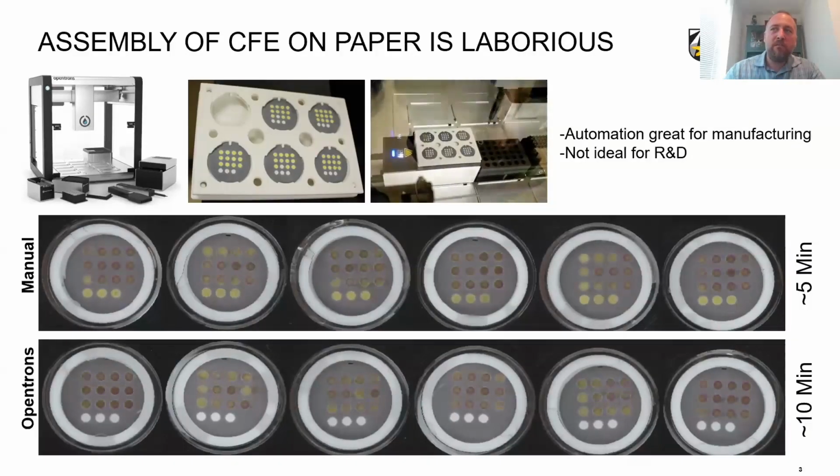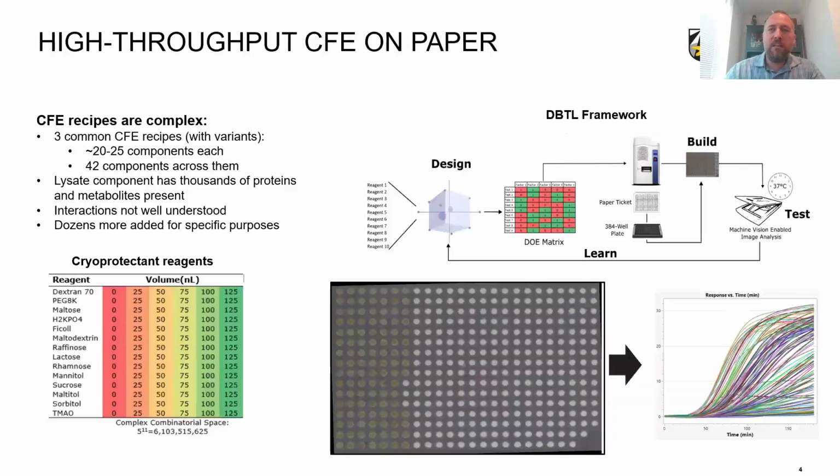But when you're trying to change the different components for research and development of these reactions, this kind of system is not so good. For some context, these reactions are extremely complex. There are three main families of recipes that are used. They have 20, 25 components each. The lysate component is the cell guts, right? That has thousands of proteins and different metabolites present, and we just don't know what many of them do, how they interact, and so on. On top of that, you have dozens of different additional components that can be added. For example, looking at different cryoprotectants, just at a few different concentrations, you're looking at 6 billion different combinations.